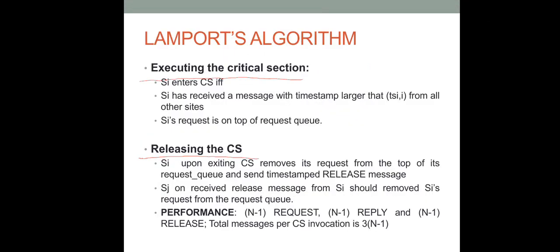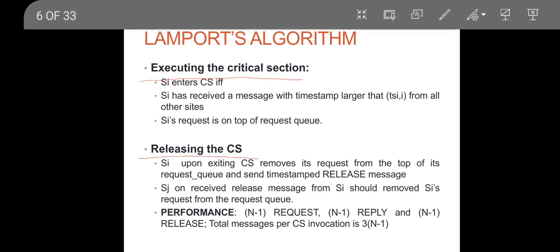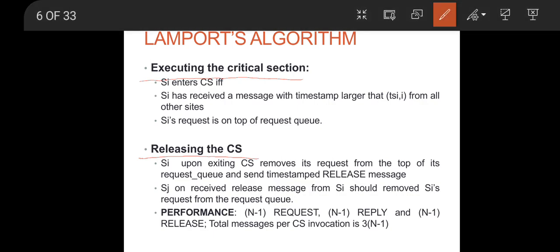Next we are going to see the condition when a site will be allowed to enter the critical section. There are two conditions that have to be satisfied by a site to enter the critical section, and both have to be satisfied, only then will a site be allowed to enter. The first condition is that a site will be allowed to enter the critical section if that site has received messages from other sites with timestamp larger than its own request message's timestamp.